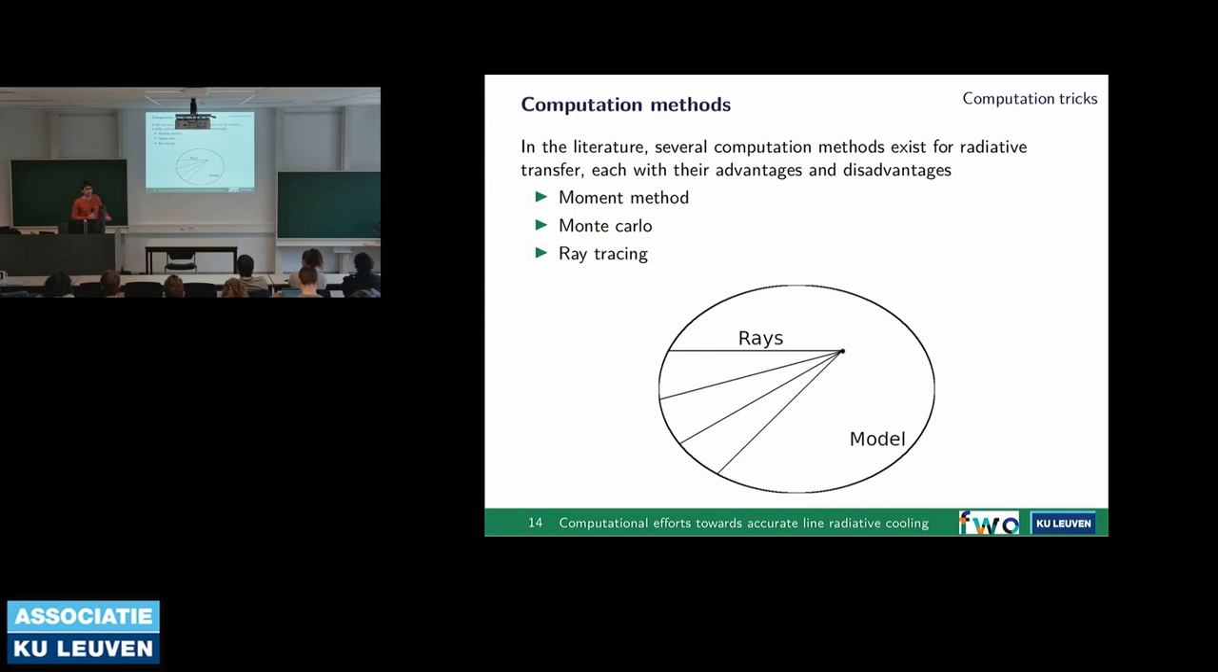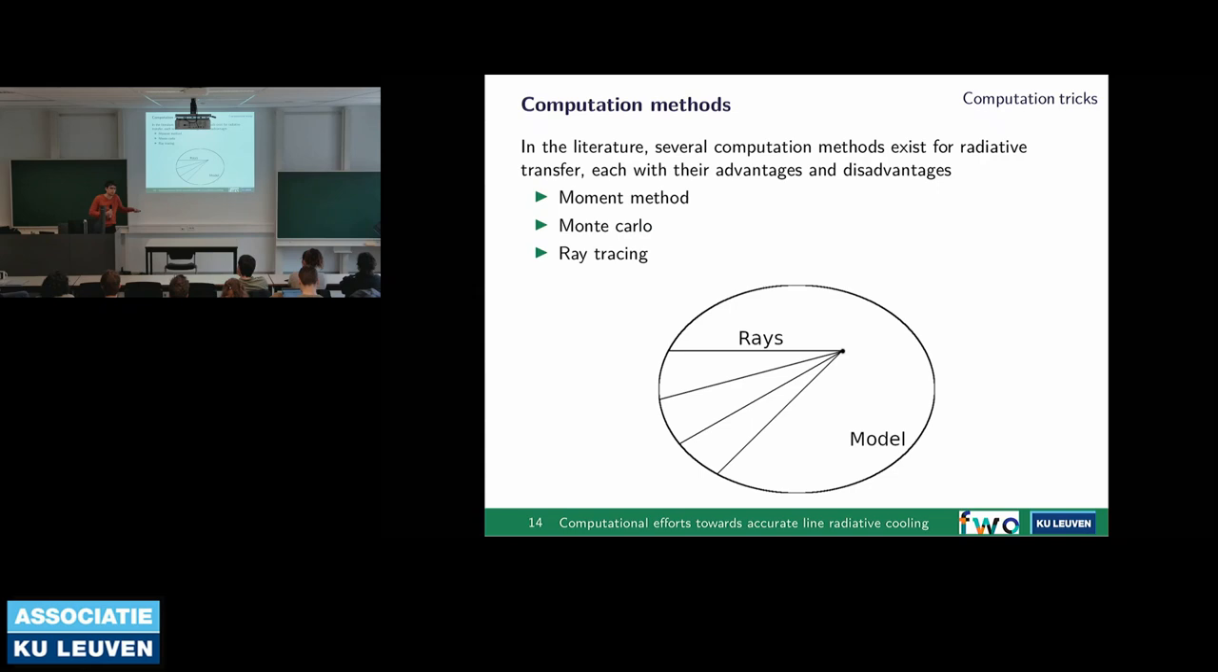The disadvantage is that you need to assume the closure relation, and the validity of your results depends on the validity of this closure relation. Then you have the Monte Carlo method, which is the most intuitive method of all. You have your simulation domain, and you just let loose some photon packets. These may travel through the simulation, and that's it. Now, the disadvantage of this is it's a Monte Carlo method. I never know when to stop them.